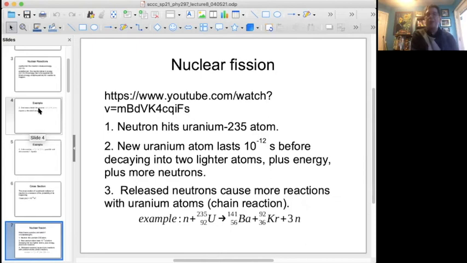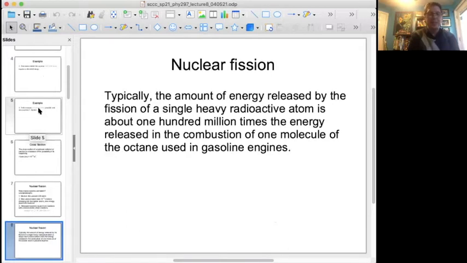And in a nuclear power plant, that chain reaction is controlled. So there's a limit to how rapidly that reaction can take place. In an atomic bomb, that's a different story. The whole point is that the reaction is completely uncontrolled, and so all that energy gets released at once. Typically, the amount of energy released by the fission of a single heavy radioactive atom is about 100 million times the energy released in the combustion of one molecule of octane that can be used in gasoline engines.